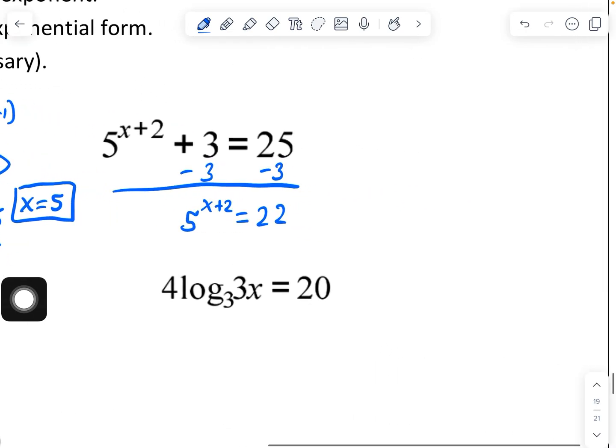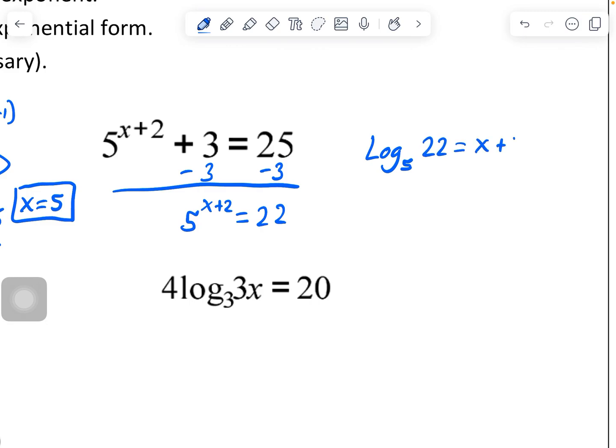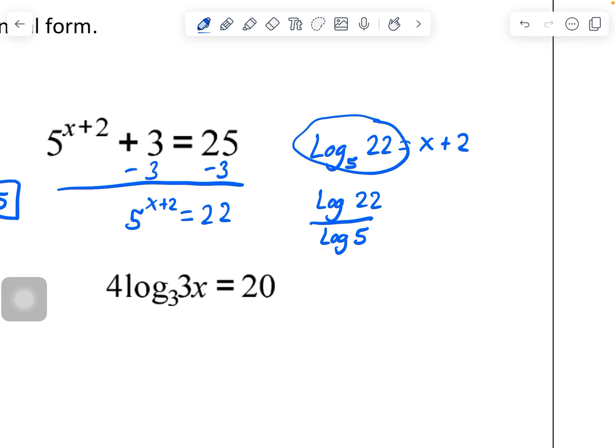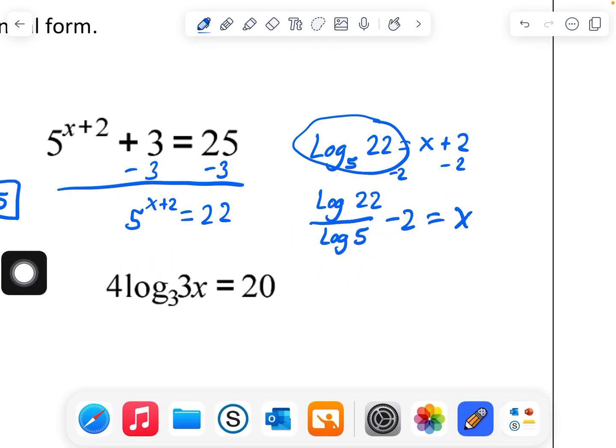So instead, what we want to do now is write in the opposite form, which would be the log form. So this is the log base 5 of 22 equals our x plus 2. The log equals the exponent. So I'm going to figure out what this is by typing it into my calculator using that change of base formula. We take the log of our big number here divided by the log of the base, which is 5. And then I also want to subtract 2 from that because I got to get rid of this. So whatever this whole expression is in the calculator, that's going to be our answer.